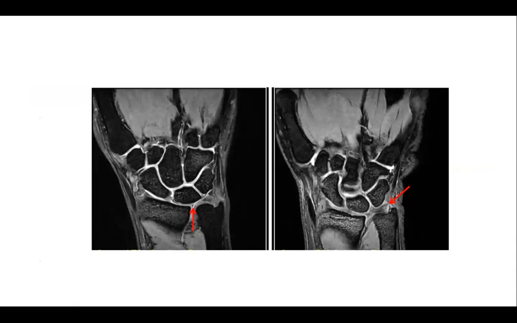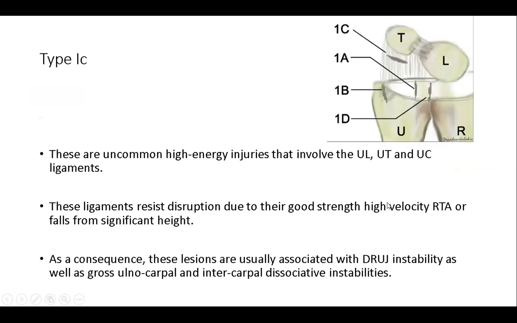So this is the MRI image. This is type 1A, which is a central tear, and this is an ulnar side foveal tear of the TFCC. Type 1C, these are uncommon injuries associated with high energy velocities that involve injury to the ulnotriquetral and ulnolunate ligaments, and also the ulnocapitate ligaments. This is the location of 1C.